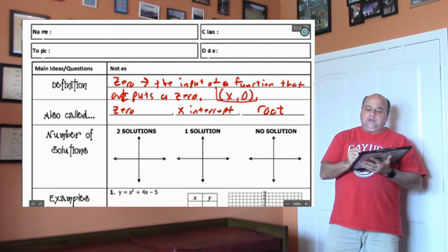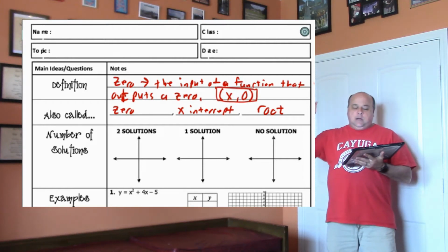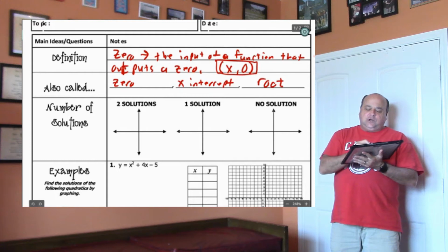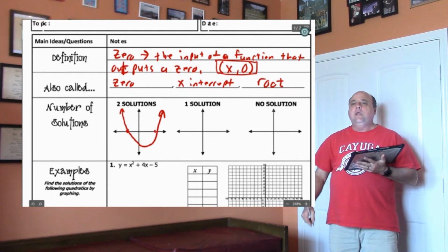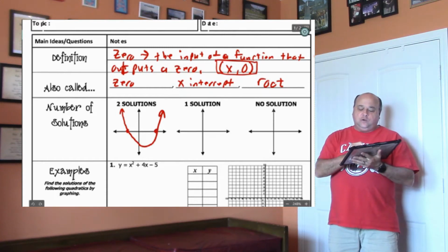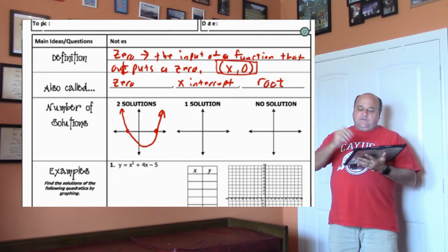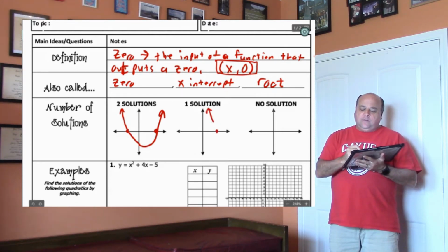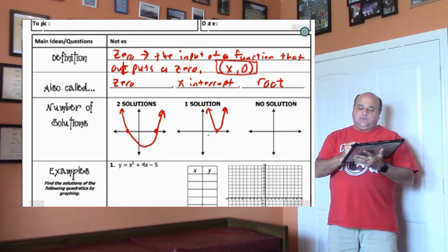And it will always look like this, okay? That's the x-intercept. Now then, let's go to this. If it has two solutions, let's say here and here, the graph would look like this, wouldn't it? Most parabolas that you do in Algebra 1 will have two solutions. If it has one solution, the vertex is going to be on the x-axis. And this is what it would look like.